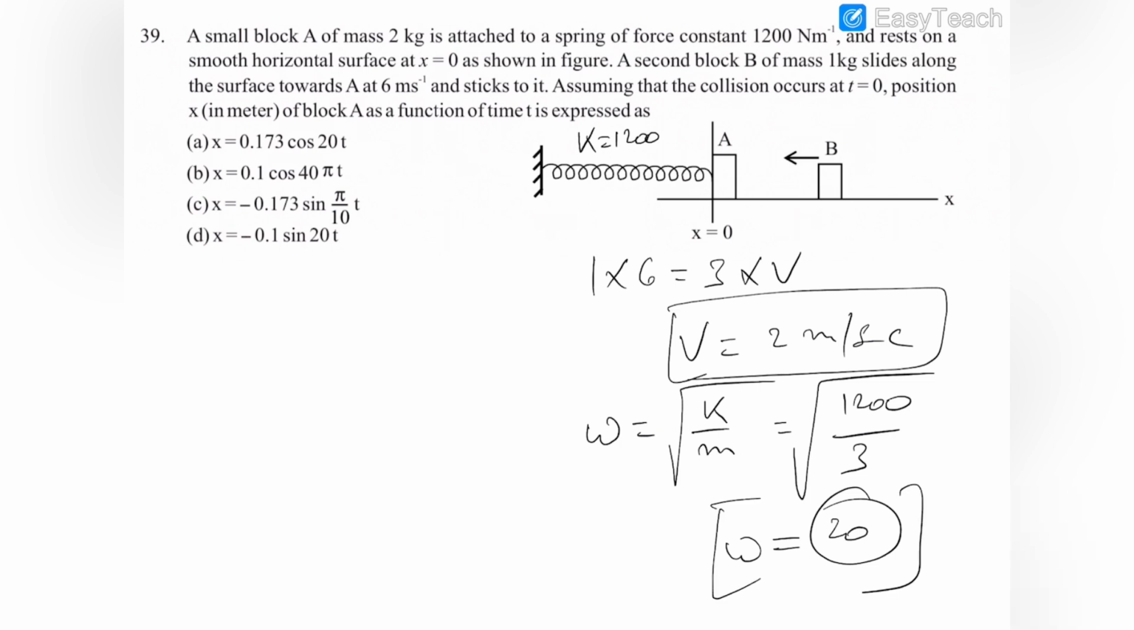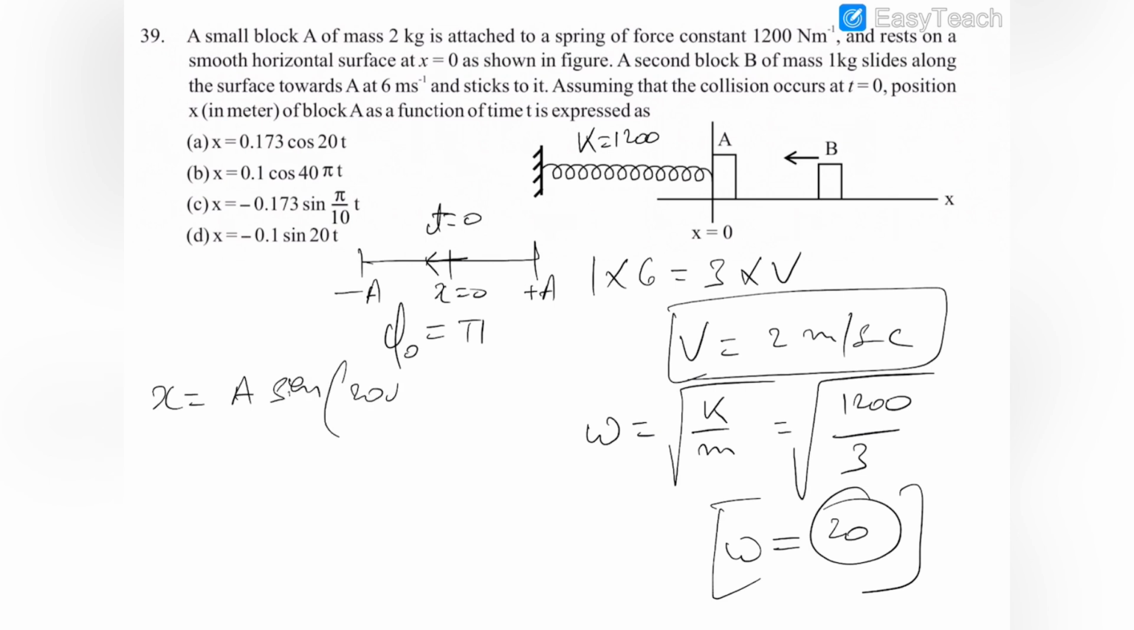And the third thing which is important, that in this SHM you can see that this is positive extreme, this is mean position, and this is negative extreme. So you can see that the SHM is starting from the mean position and the particle is going towards negative extreme. So the initial phase in this SHM is pi. So the equation of SHM would be some amplitude A into sine omega, which is 20t plus phase pi.